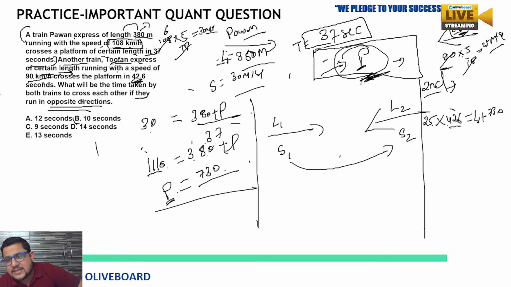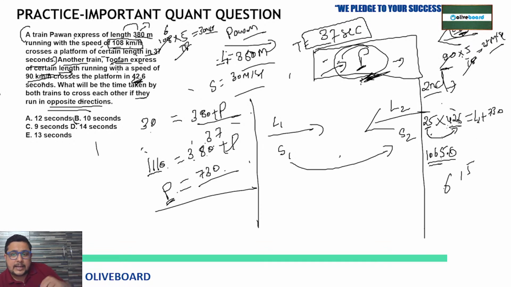Now 42.6 multiply 25. How will you multiply this fast? You can go for the multiplication of 25 also. Make it 426 upon 10. 25 times 6 is 150, 0, 15 carry. 25 times 2 is 50, 50 plus 15 is 65. 5, 6 carry. 25 times 4 is 100 plus 6 is 106. So this is going to be the total, 1065. This is the product of these two.